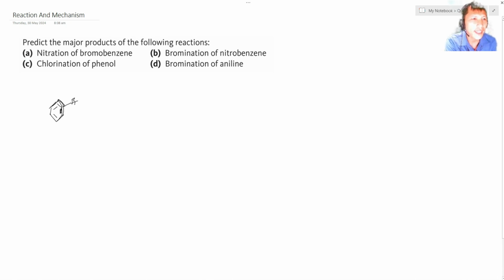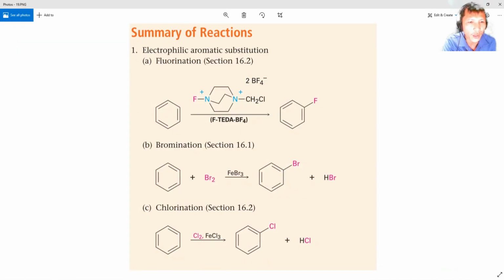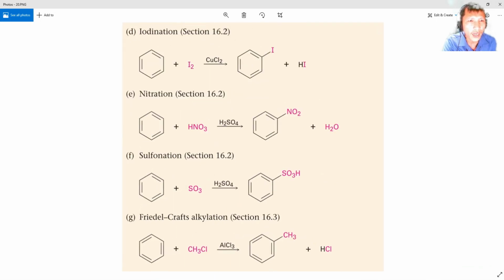Okay, so this is a bromobenzene, and then nitration. We will go to our cheat sheet. We will look for that word nitration, among fluorination, bromination, chlorination. There is nitration. Your nitration cheat sheet says that you react it with nitric acid, HNO3, of course in the presence of sulfuric acid. But anyway, we're not concerned about that. We're only concerned that we know how to use the cheat sheet.